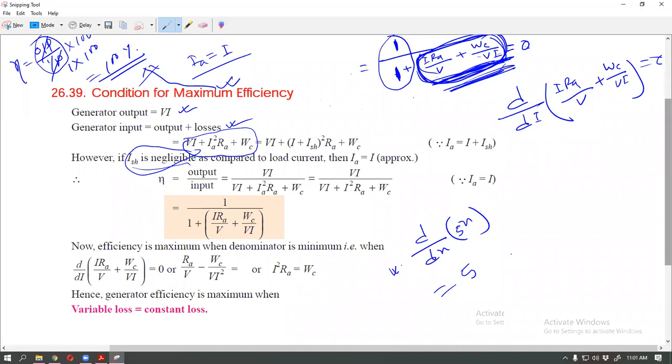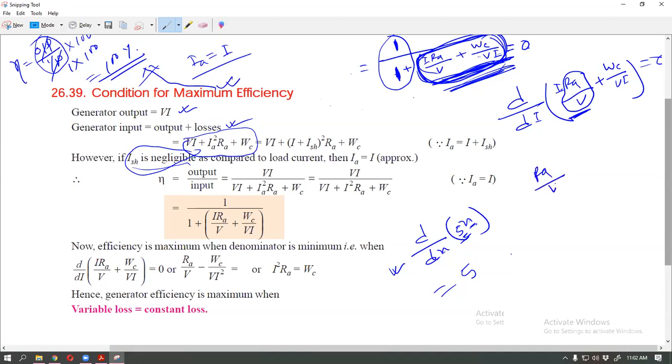This is the point. d by dx of a constant into x, your result is only the constant value. Now this is your constant value. This is the constant and this is the variable, I. So what is the differentiation value of this point?